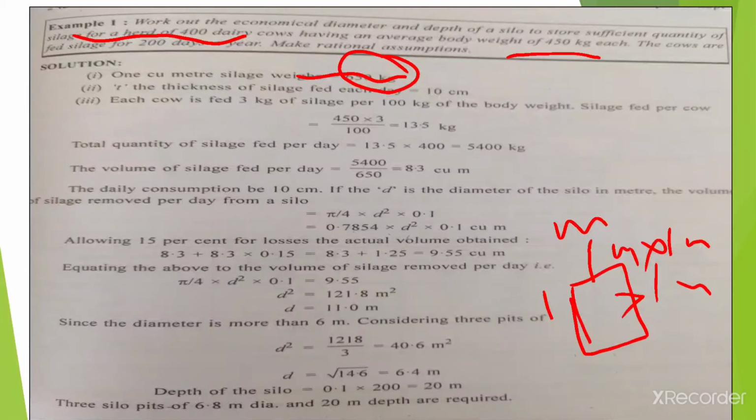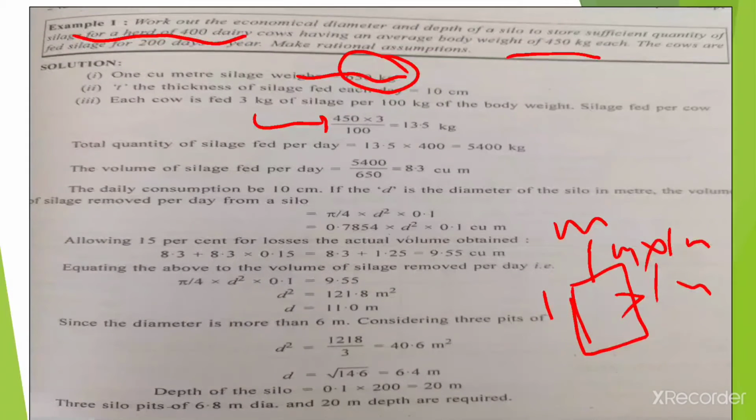Now from this data we can calculate silage fed per cow. How? The average weight of one cow is 450 kg, into 3 by 100. Why? Because 3 kg of silage is required for 100 kg of body weight. So the total silage fed per cow is about 13.5 kg.